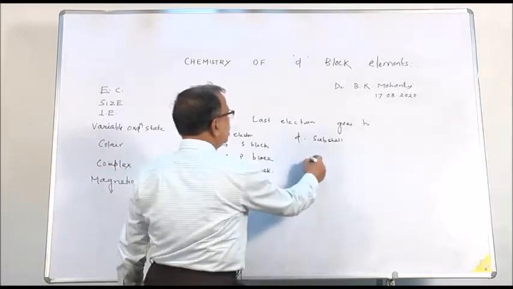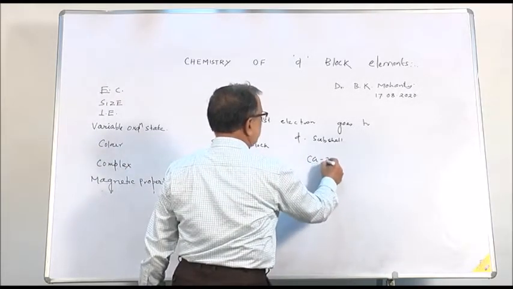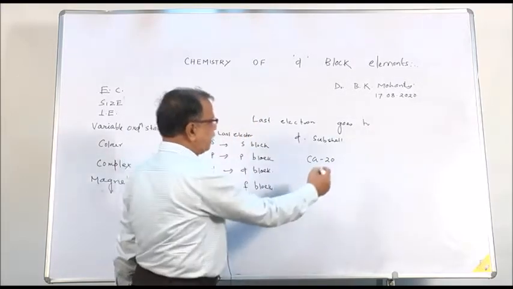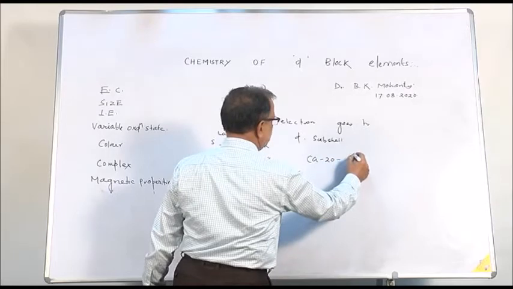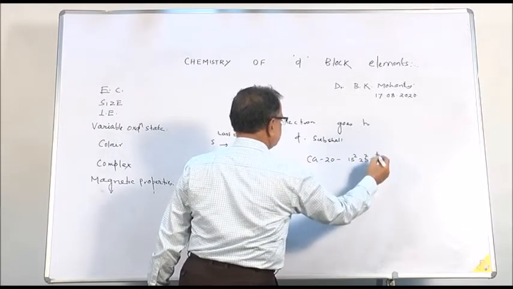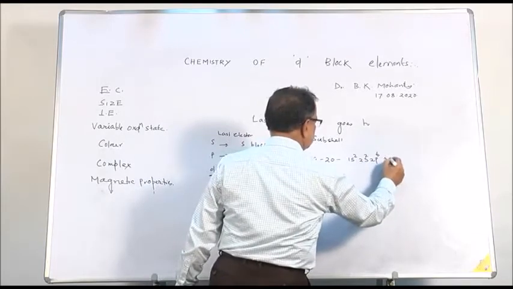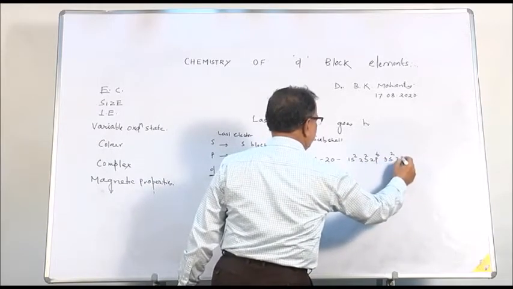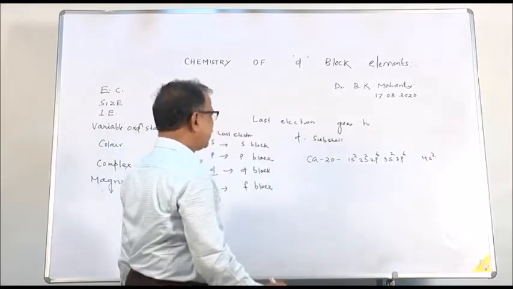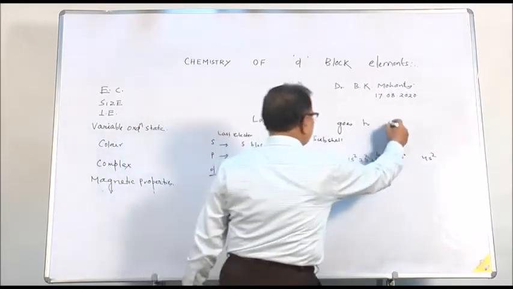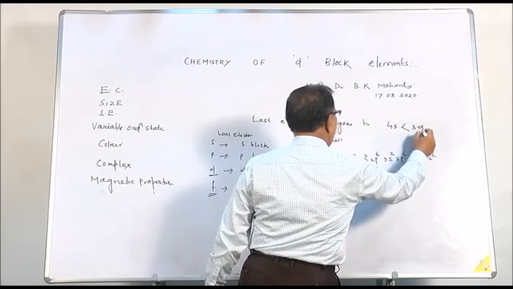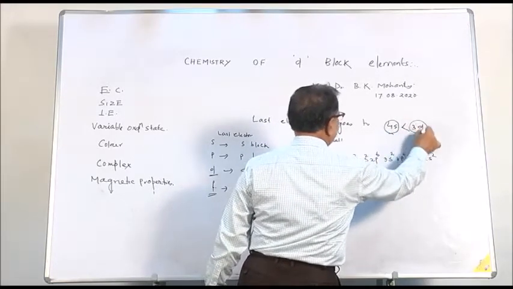Calcium. The calcium atomic number is 20. Its electron configuration is 1s2, 2s2, 2p6, 3s2, 3p6, 4s2. According to the Aufbau principle, 4s has less energy than 3d. First 4s is filled, then it goes to 3d.